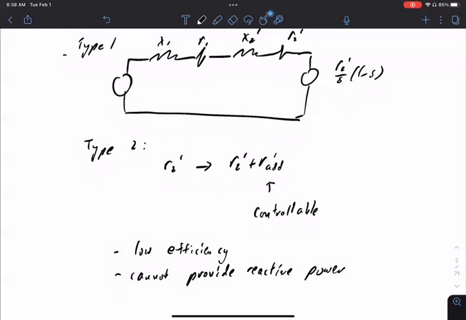So type 3 did not do that. What type 3 does is look at this and say, well, I don't actually need to add a capacitor.